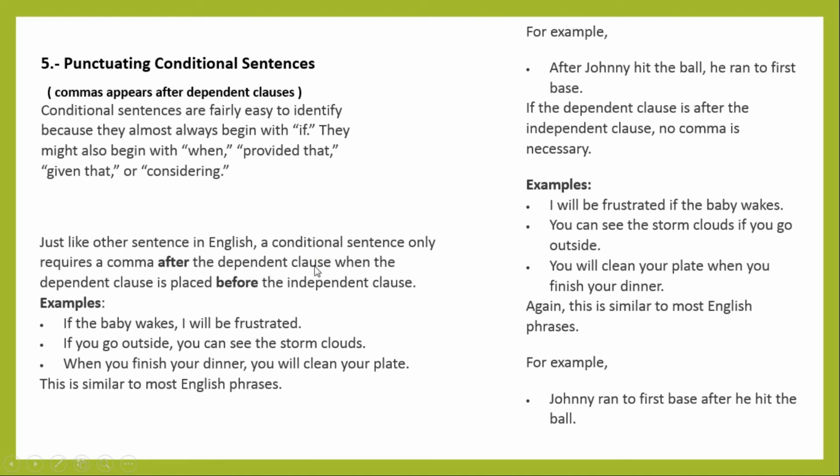Here it says, just like other sentences in English, a conditional sentence only requires a comma after the dependent clause when the dependent clause is placed before the independent clause. Example: if the baby wakes, I will be frustrated. I need a comma because it is a consequence. This is the result condition.